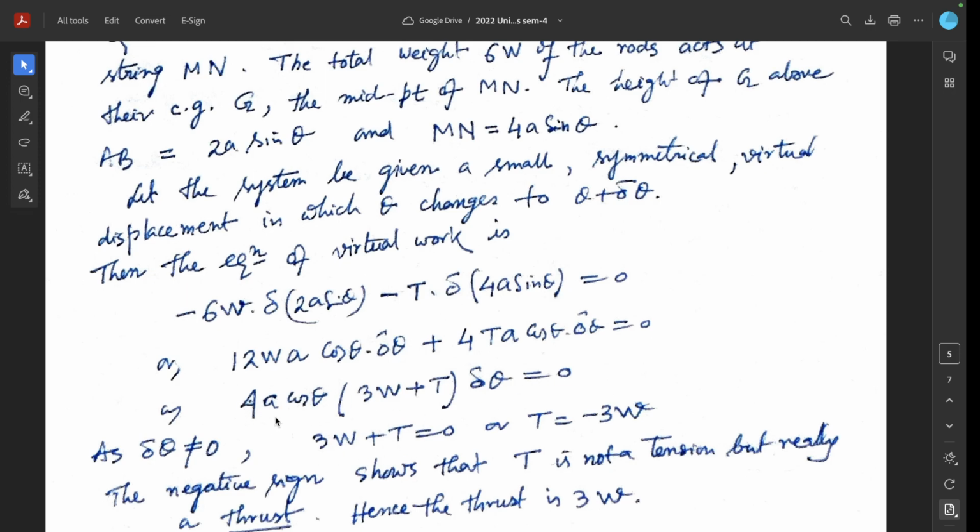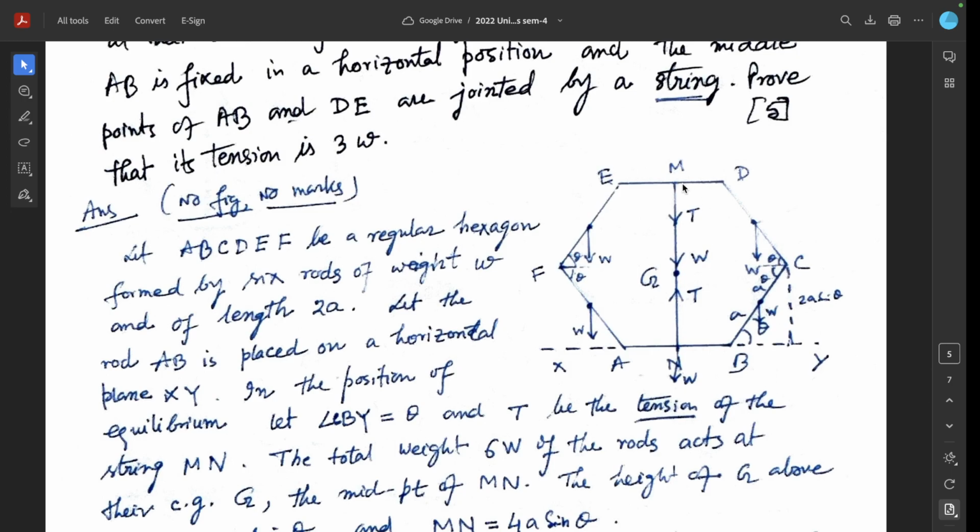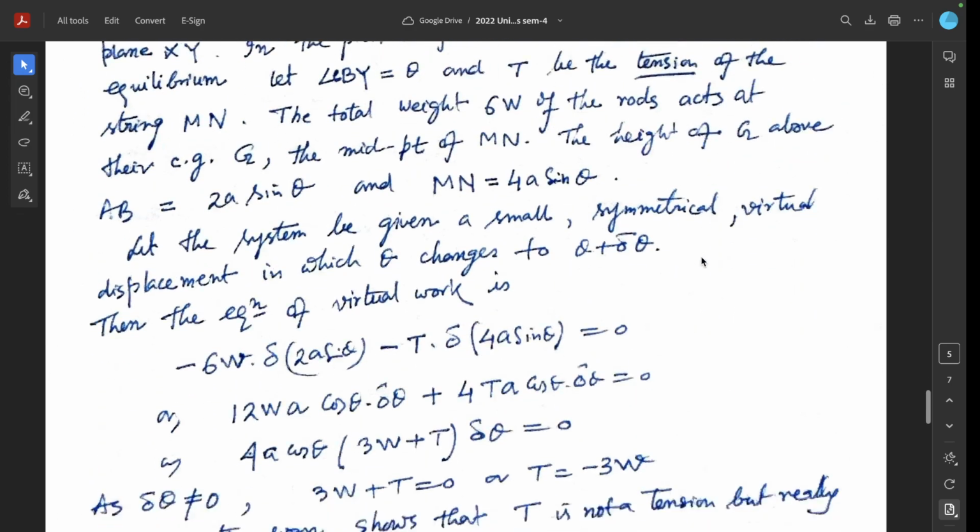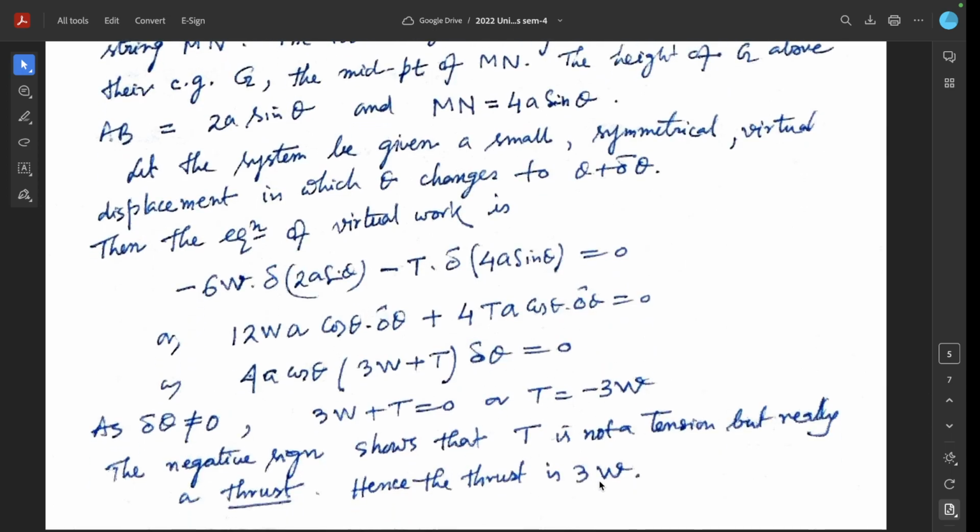Also, 4a cos theta is not equal to 0, because cos theta equal to 0 would mean theta is 90 degrees. So 3W equals minus T; that is, T equals minus 3W. The negative sign shows that this T is not a tension, but actually a thrust. This is not a string, but actually a rod, so the force T acts in the outward direction. Hence the thrust is 3W.